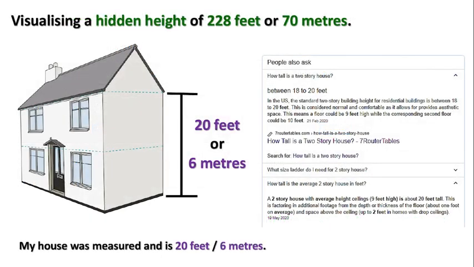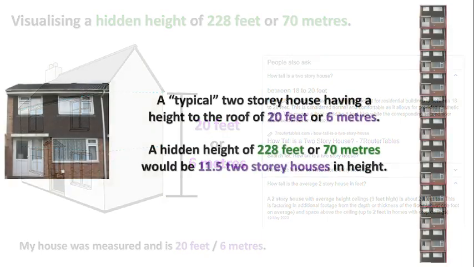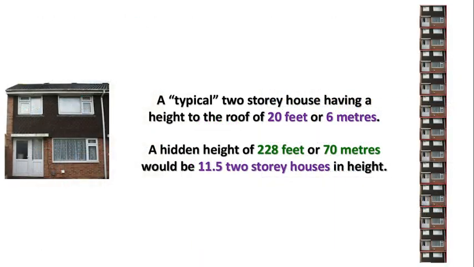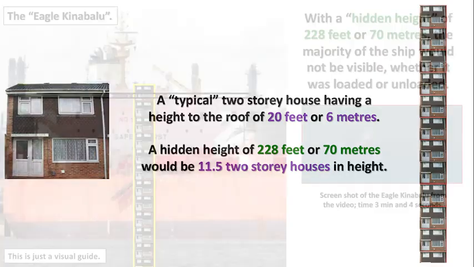Visualizing a hidden height of 228 feet, or 70 meters. The average two-story house is between 18 to 20 feet. My house was measured and is 20 feet, or 6 meters tall. A typical two-story house having a height to the roof of 20 feet or 6 meters. A hidden height of 228 feet or 70 meters would be 11.5 two-story houses in height.